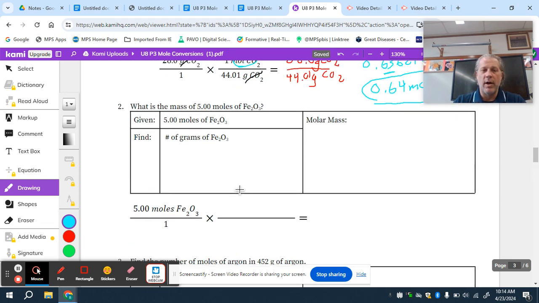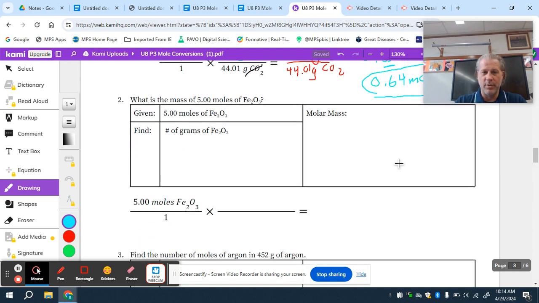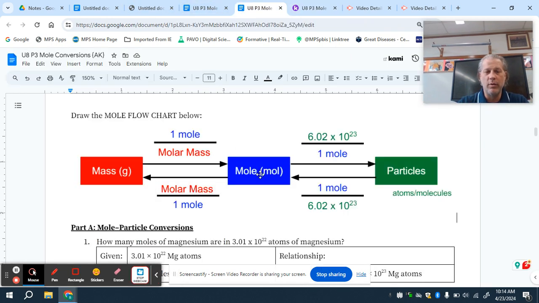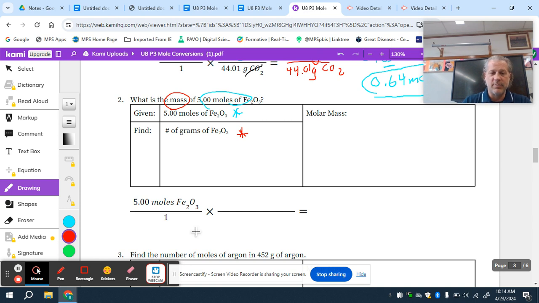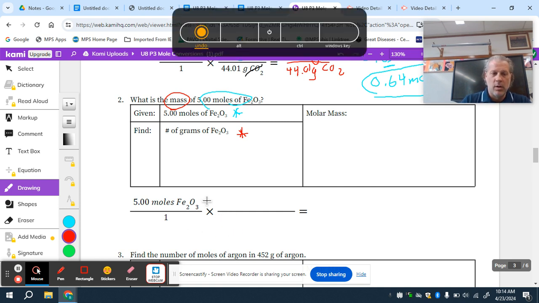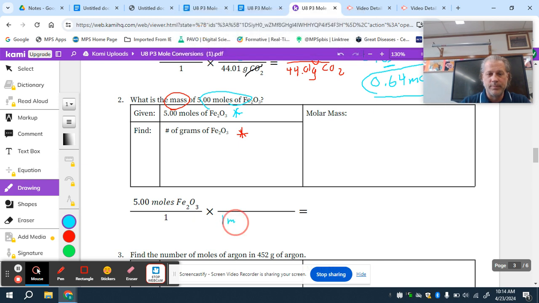Now we're going to look at one more example. In this case, the example has me starting with 5 moles of Fe2O3, and it's asking me to calculate the mass of Fe2O3. So this time the problem tells me that I'm starting with moles and working my way to mass. I'm going to follow this arrow going from right to left, which tells me molar mass is on the top, so that's something I have to calculate, and 1 mole is going to go on the bottom. So I could just skip ahead and put 1 mole of Fe2O3 on the bottom, and then calculate my molar mass.